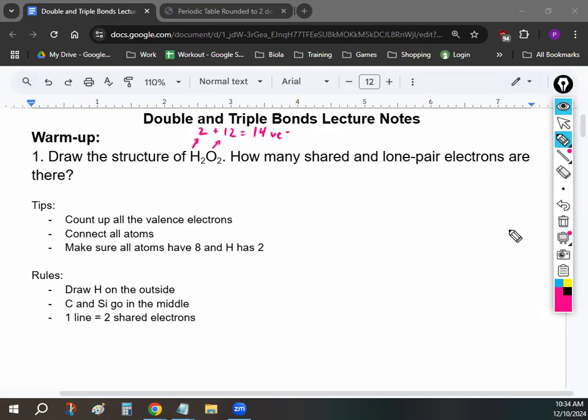All right, next we have to organize our elements together so that we have a structure. Now, this one right here has hydrogen. And if you guys remember, hydrogen goes on the outside of the molecule. So let's just keep it simple. We'll put a hydrogen here and a hydrogen on the outside, which means we'll put the oxygens in the middle. Okay, so something like that.